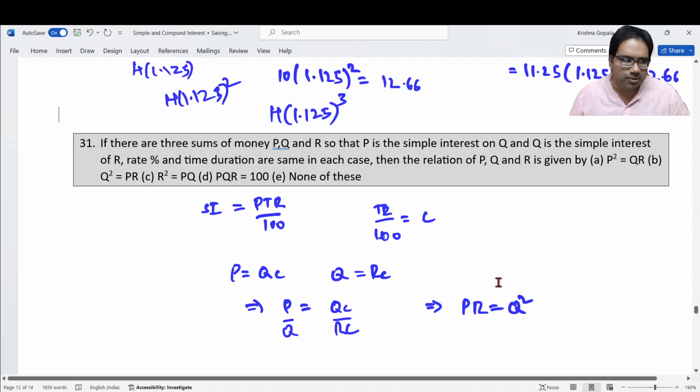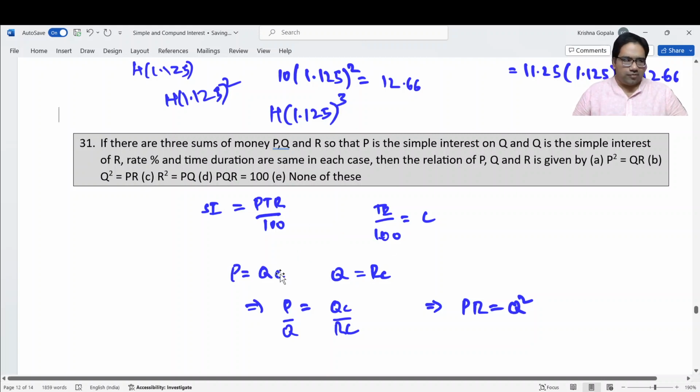Right. This is also an easy problem. PR equal to Q square. This is the correct answer. We don't need to worry about what is time, what is R, because it is simple interest. Irrespective of what is time, what is rate, TR by 100 is constant.